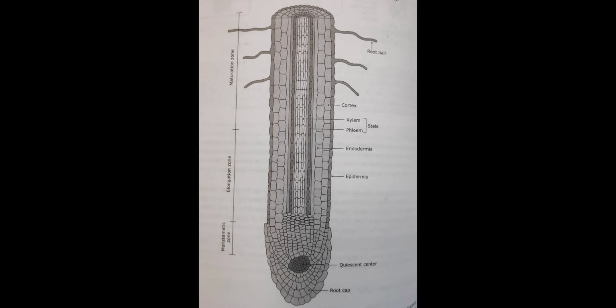Symplastic movement. The symplastic system is a system of interconnected protoplasts. In this system, the cytoplasm of neighboring cells is connected through plasmodesmata. In symplastic movement, the water travels through the cells.